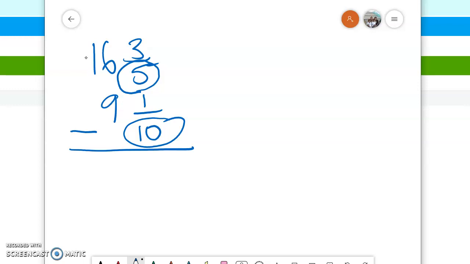I always try to look at the smaller number first to see if I can make it the same as my larger number, and I can. I can multiply 5 times 2 to give me 10. So that's what I'm going to do. I'm going to multiply times 2 equals 10. Whatever I do to the bottom, I do to the top. 3 times 2 gives me 6.